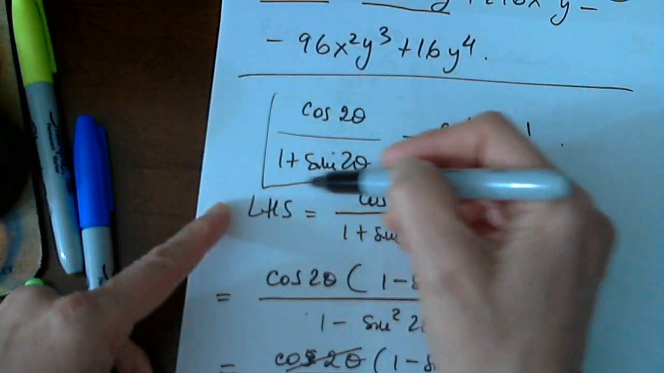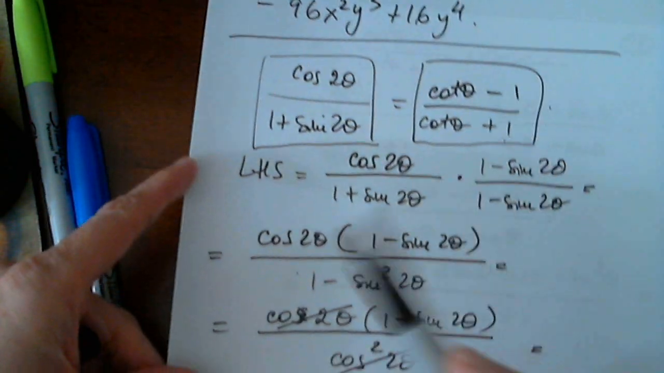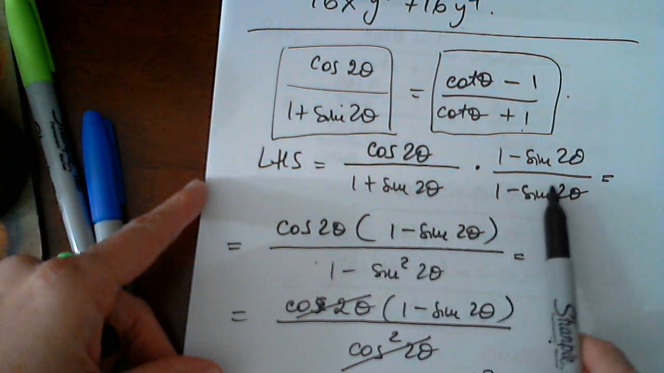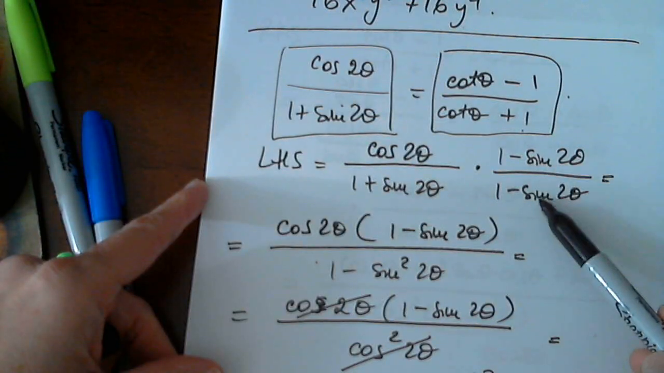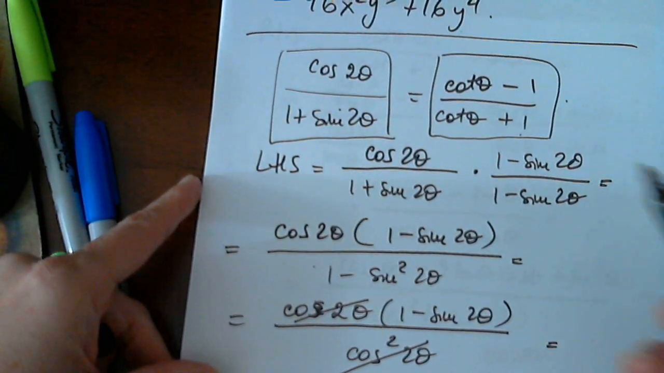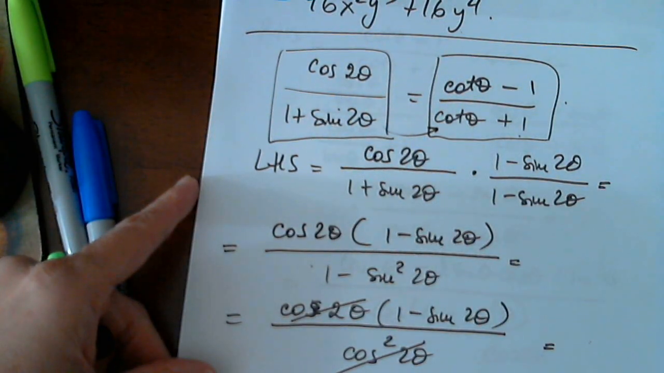In order to show that the left-hand side equals the right-hand side, we took cosine 2 theta over 1 plus sine 2 theta. We multiply top and bottom. And you can say, how do you know? I don't. I really don't. I did not have any idea how to get to this from this side to the other side.